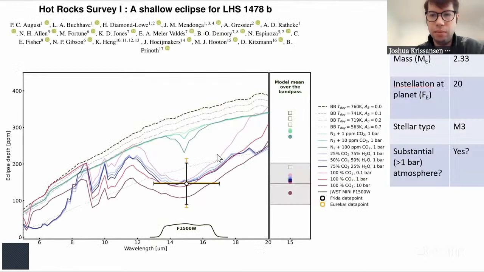So this is LHS 1478b, a paper by August and colleagues that came out a few months ago. I saw it on the arXiv. So this is a hot rock, receiving 20 times Earth's insolation, but looking at the 15 micron band, the eclipse depth is very much what you'd expect for a dense CO2-rich atmosphere. It's seemingly not consistent with a bare rock, although follow-up observations are certainly needed to corroborate this and make sure this is a robust atmospheric detection.